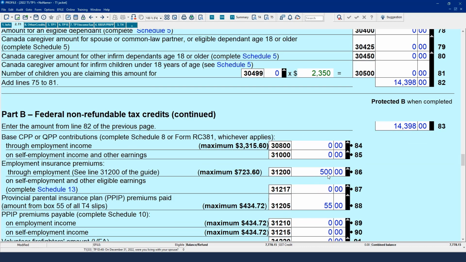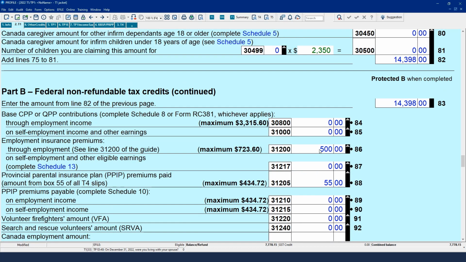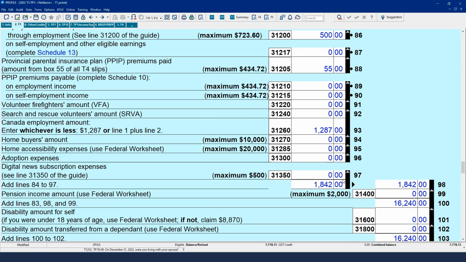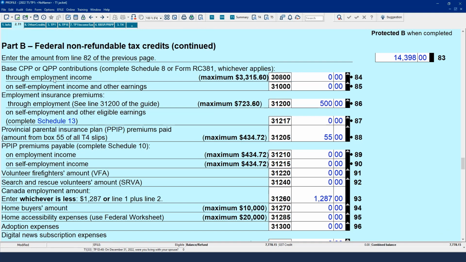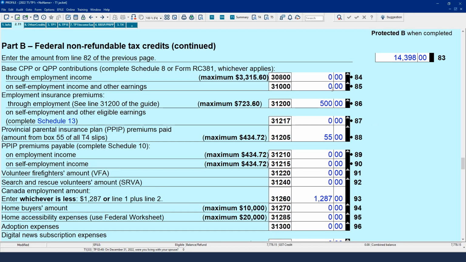So I've got the 14,398, which is the basic personal amount. I've got $500 for employment insurance that was deducted from my paycheck. I've got the $55 for PPIP. I thought I would have the QPP or the CPP. I guess the QPP will be on the Quebec return. So let's just test it out and put an amount under CPP just to see if it goes on if it's a non-refundable tax credit, and I still don't see it.